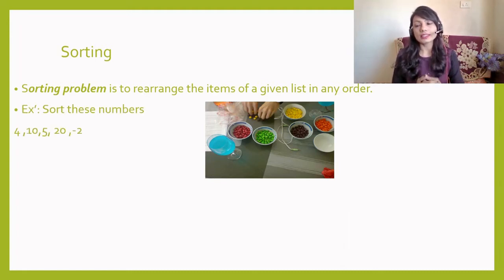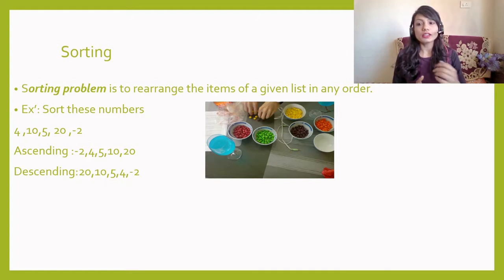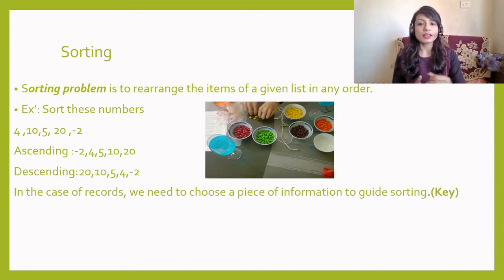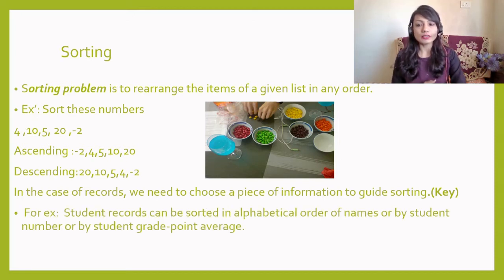So let's see one example, that is to sort numbers. Here are some numbers: 4, 10, 5, 20, minus 2. If you sort them in ascending order, the answer will be minus 2, 4, 5, 10, 20. Whereas in descending order, the order will be 20, 10, 5, 4, minus 2. The criteria while sorting the numbers is known as key.